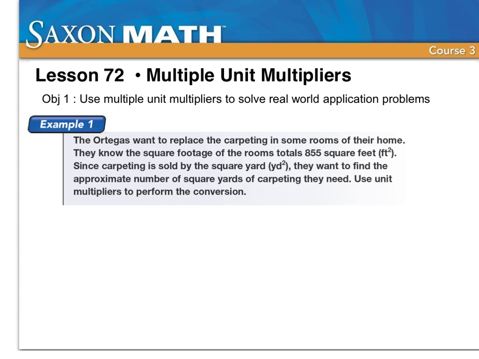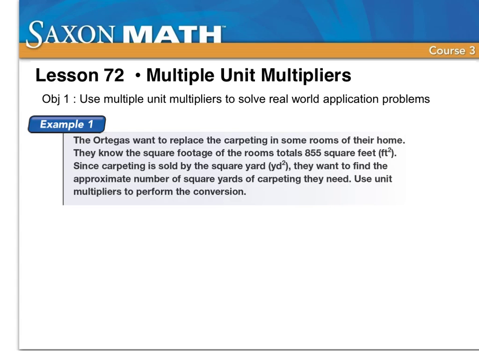Example 1 says the Ortegas want to replace the carpeting in some rooms of their home. They know the square footage of the rooms totals 855 square feet. Since the carpeting is sold by the square yard, they want to find the approximate number of square yards of carpeting they need. Use unit multipliers to perform the conversion.